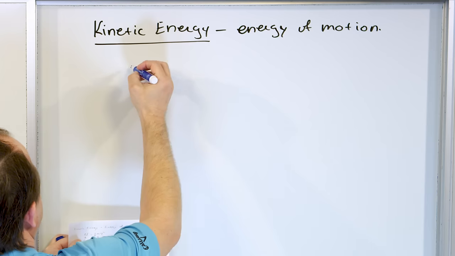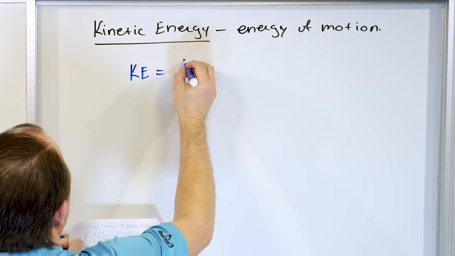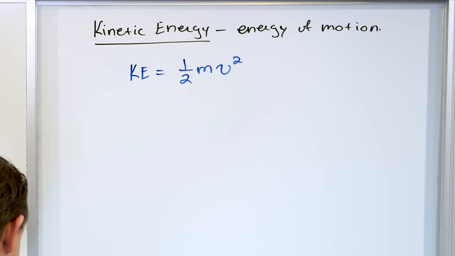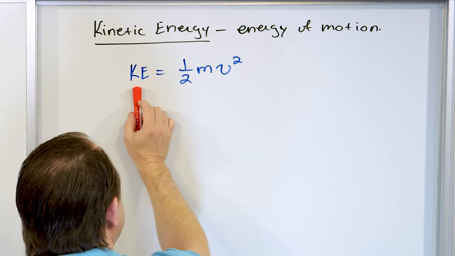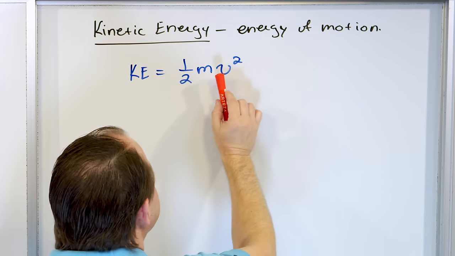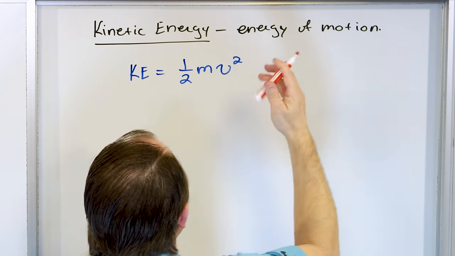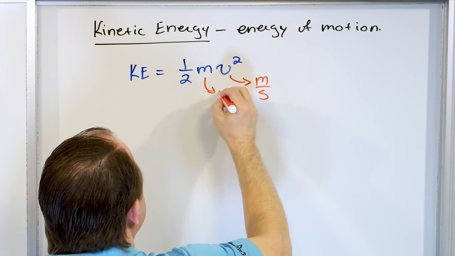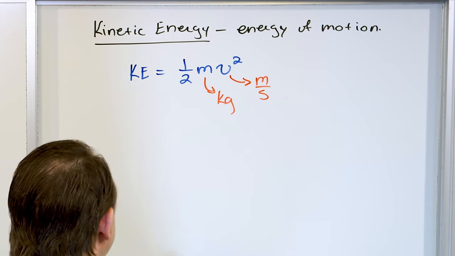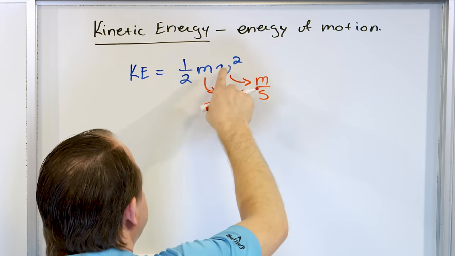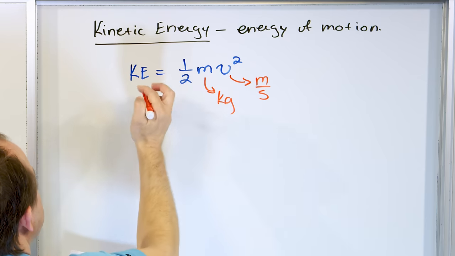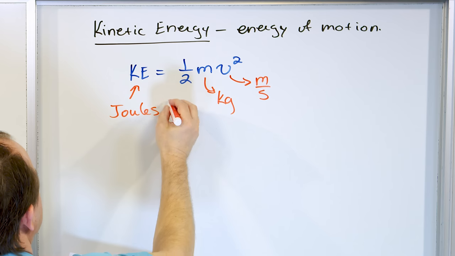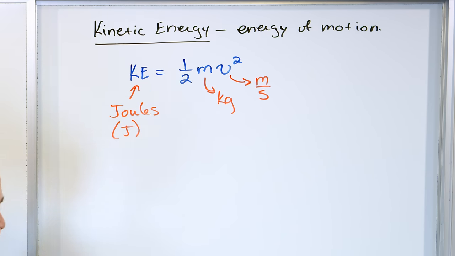And so the kinetic energy is 1/2 times the mass times the velocity of the object squared. So the kinetic energy depends on the mass of the object, but it also depends on how fast the object is going. The velocity is in meters per second, the mass is in kilograms, the same units as before. And when you take a mass times velocity squared times 1/2, then you get a unit here. What do you think? It's joules. So again, J, same exact unit as before.